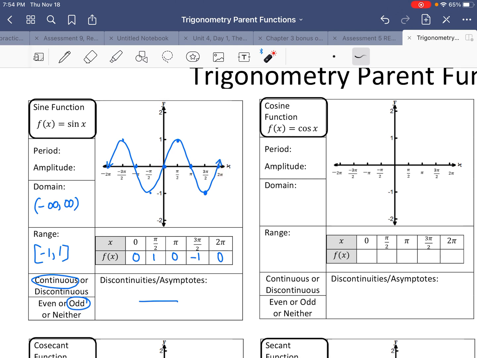So it took a distance of 2 pi on the x-axis to start repeating itself. So the period of sine is 2 pi, and that can change depending on the function that you're given.